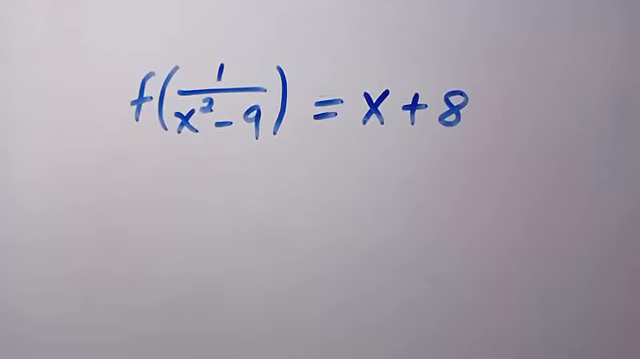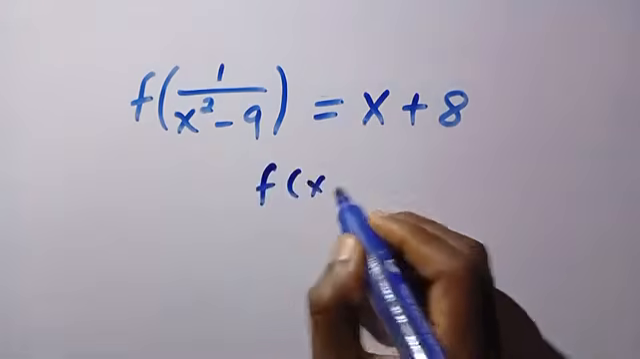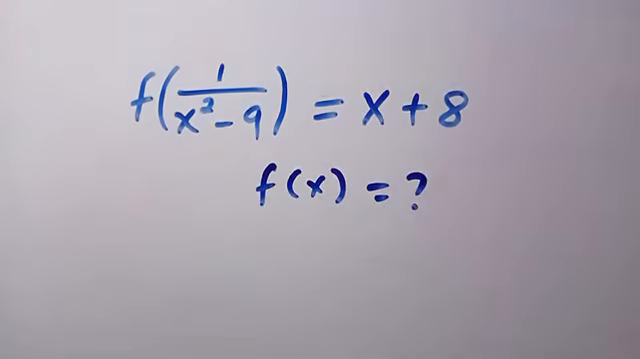Here we have an interesting functional equation. We're going to find the general domain and range. After that, we find the explicit value of f of x. So we are asked to find f of x and the general domain and the range. f of 1 divided by x squared minus 9 equals x plus 8.